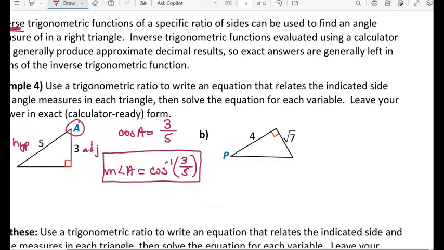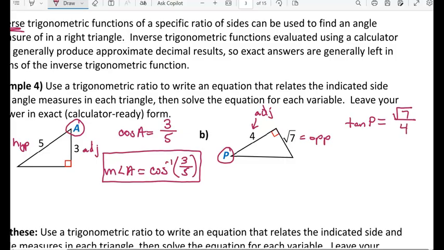Okay, now let's take a look at B. We have an angle P, and we have the square root of 7, which is our opposite leg, and then we also have 4, which is the adjacent leg. The hypotenuse is unlabeled here. So if we have opposite and adjacent, we're going to use the tangent ratio. Tangent of angle P is equal to the square root of 7 over 4, opposite over adjacent.